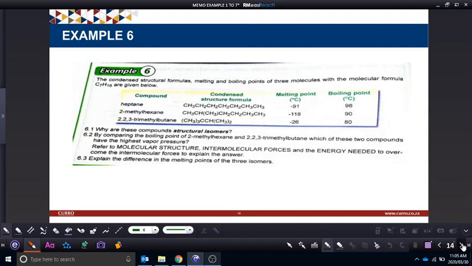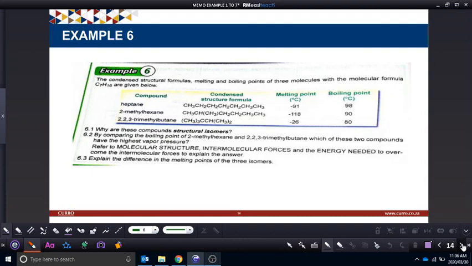Example 6, we have 3 structures, and this is a very interesting question because we have a long carbon chain, then we have a branched structure, and then we have a more branched structure. So according to what we know, our branches will lower the intermolecular forces. But look at the melting points.